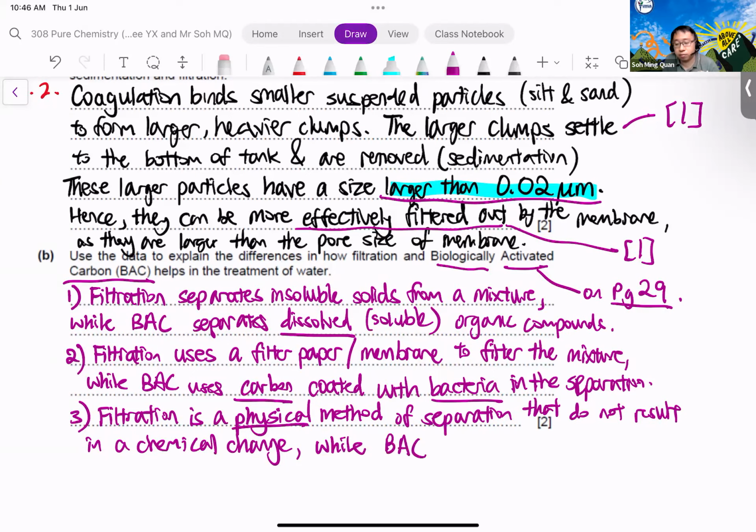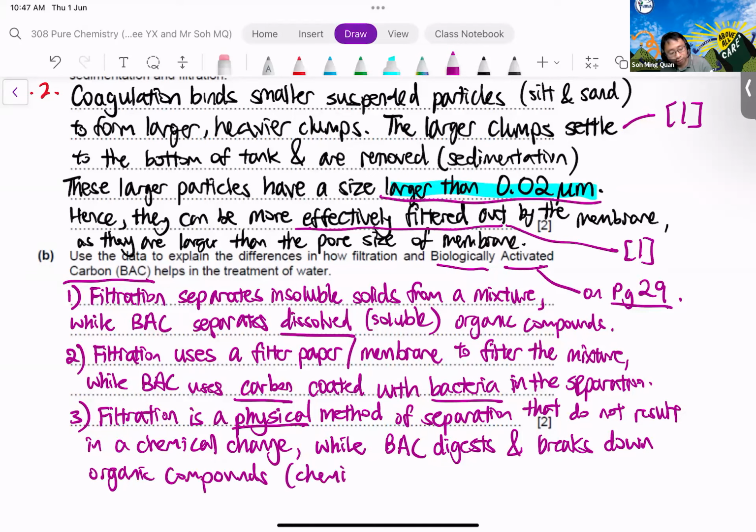However, BAC, if you read, the bacterial coating helps to digest and break down organic compounds. BAC digests and breaks down organic compounds, which of course, when you break something down, you decompose something, that's a chemical change. So can you see that these 3 points can simply be obtained from that one paragraph on page 29?